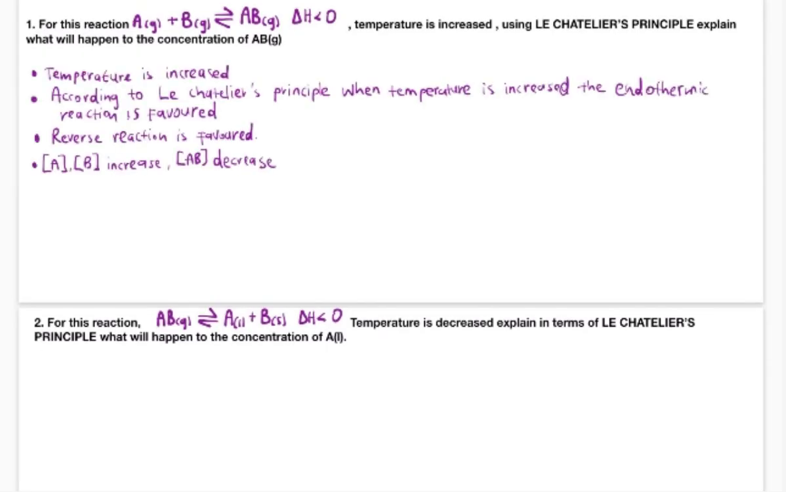So this is how you explain it. You tell them firstly the disturbance. The temperature was increased. According to Le Chatelier's principle, when the temperature is increased, the endothermic reaction will be favored. So our reverse reaction will be favored because the forward reaction was the exothermic. So the endothermic reaction is the reverse reaction. You see how it goes. Consequently, because the reverse reaction is favored, the reactants will increase. So A and B will increase, then AB will decrease.